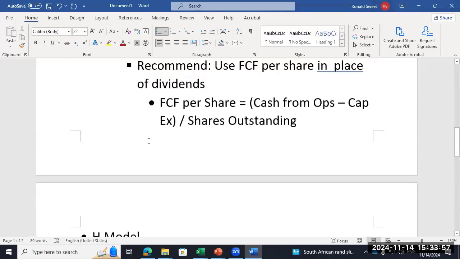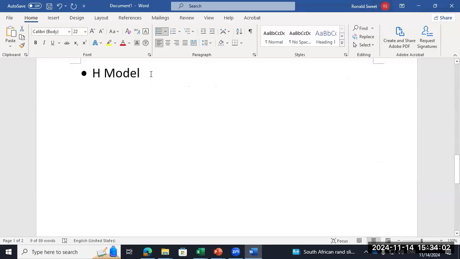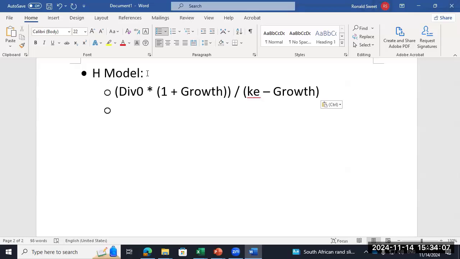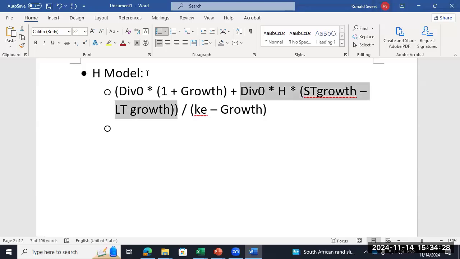Right? Then the H model is the dividend discount model all over again. But you get to have more than one growth period. So we're going to do this plus dividend 0 times something called H times a short-term growth minus your long-term growth. That's how the H model works. All the H model does is it adds this little middle section to allow you to have a different growth period today versus your ultimate growth period.